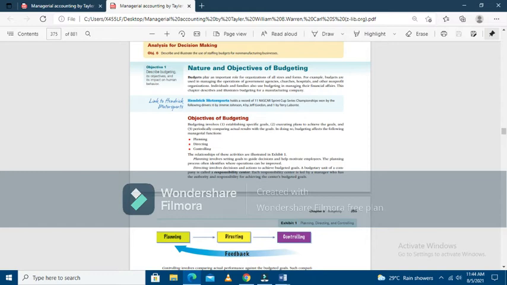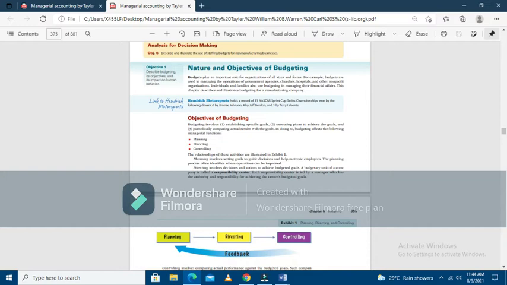And finally, under Objective 6, we describe and illustrate the use of staffing budgets for non-manufacturing businesses. So this is under analysis for decision making. So what is a budget, before we proceed with the technicalities of budgeting?